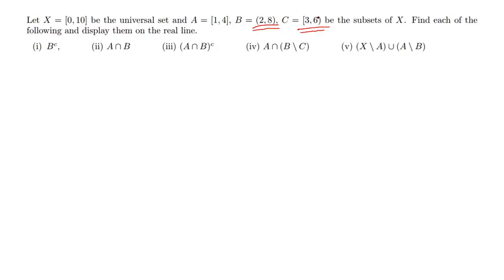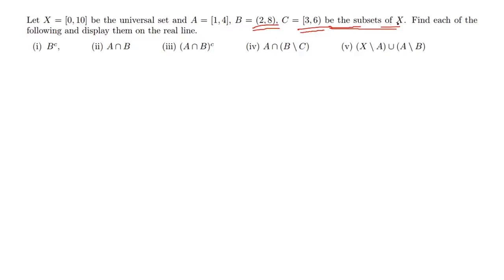So these square brackets simply mean that 3 is part of this set C, and then 6 is not part of set C. And then they are telling us that all these sets A, B, and C are all subsets of X. This statement here should not confuse you. When they tell you they are subsets, it means they are just within this range from 0 to 10.